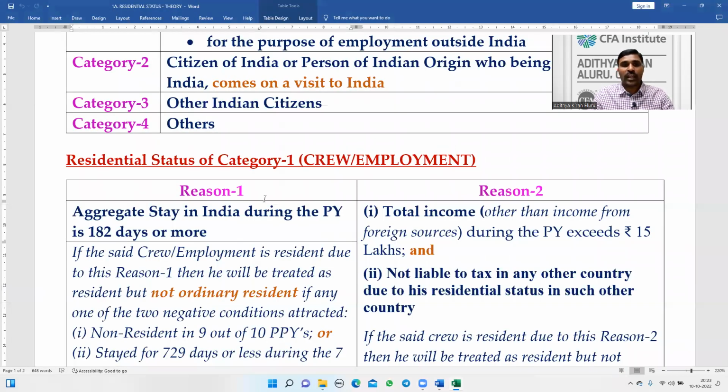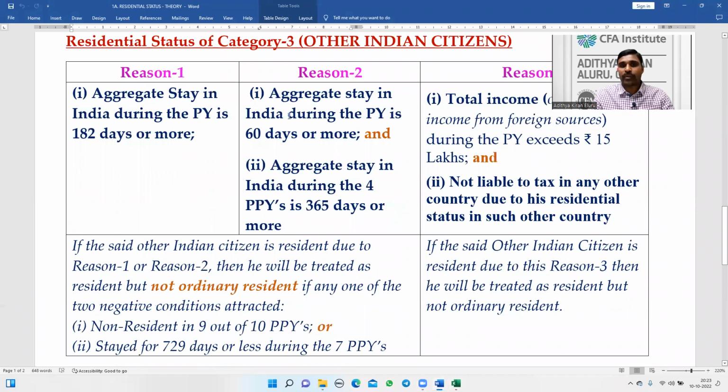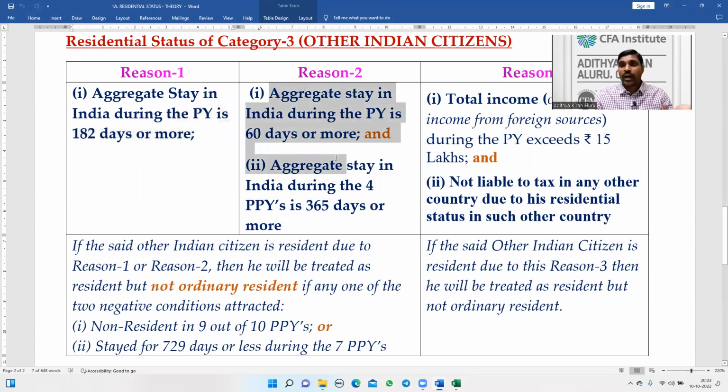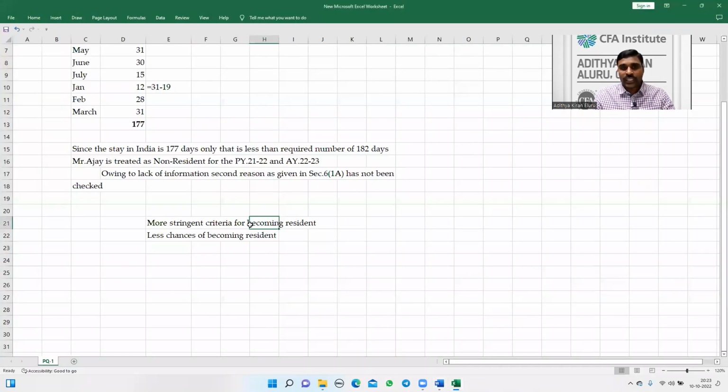As you observe, unlike the 3rd and 4th category people, the criteria of 60 plus 365 days has not been given here, strictly 182 days. That is the reason he is not a resident in the current year. Had we applied this, maybe the answer would be different. Therefore, more stringent criteria for becoming a resident, less chances of becoming a resident, and comparatively less amount of tax.